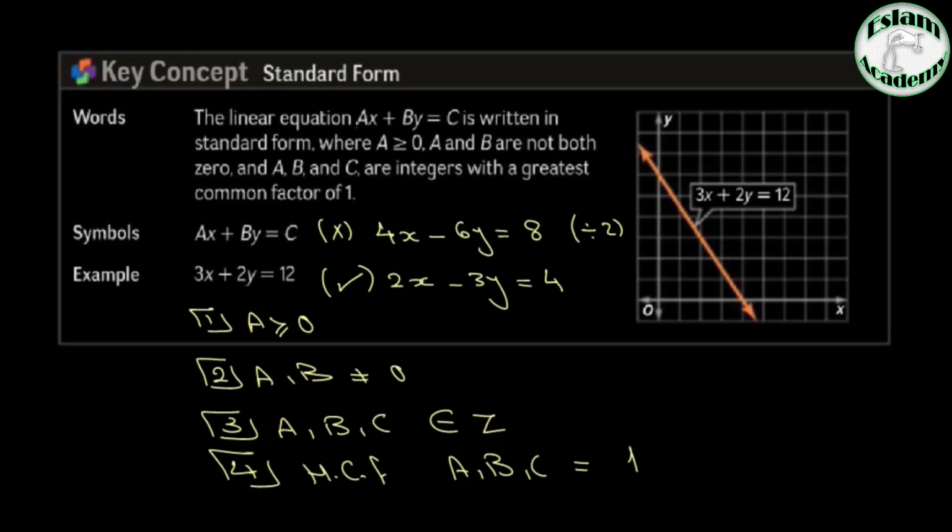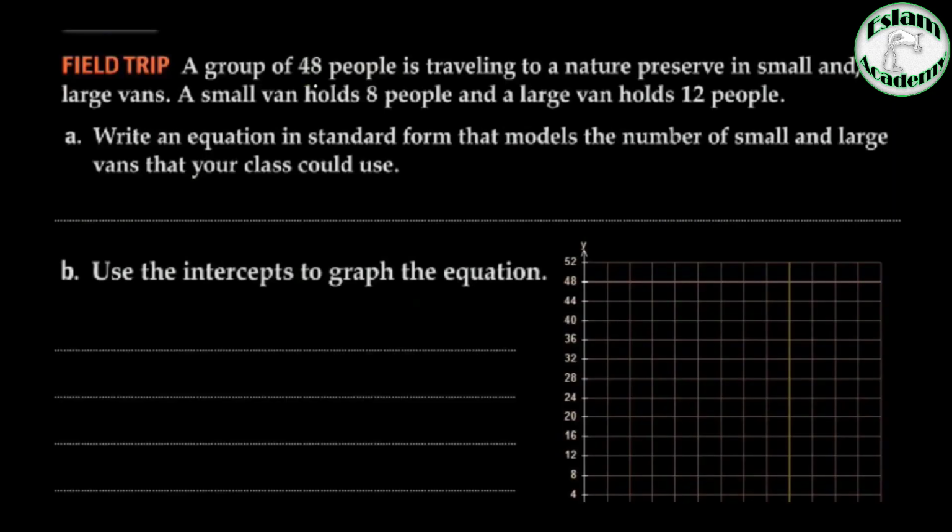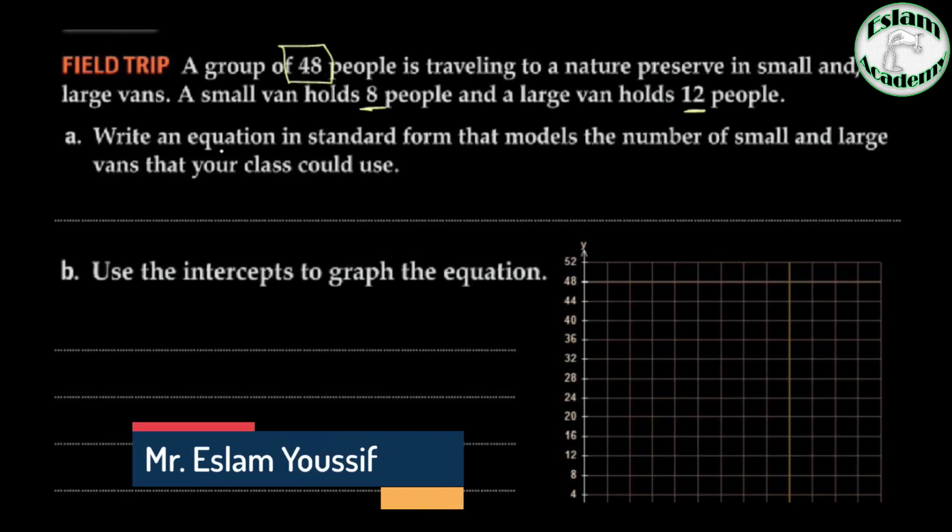So the first one is not written in standard form, but the second one is. In this problem, a group of 48 people is traveling in small and large vans. It means we have two different vans. The small van can hold only 8 people and the large one can hold 12 people. The total number of people is 48. Now we need to write the equation in standard form that models the number of small and large vans that your class could use.